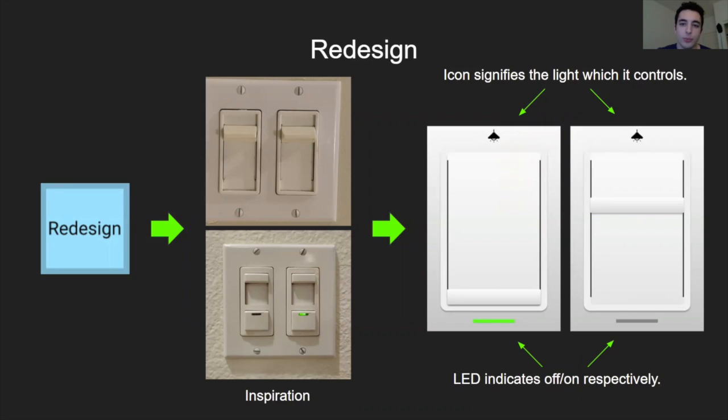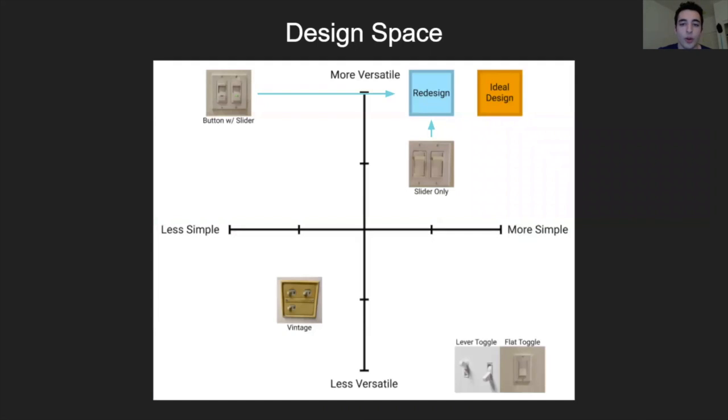These 2 added features improve the switch's versatility because in situations where a user is in a dark room, the LED will guide them to where the switch is, and the icons on top of the switch remove the user's obligation to memorize which switch controls which light, as they can simply refer to the icon and be more confident in which switch they are controlling. That being said, this is where we feel like our redesigned switch falls in the design space, because it has the simplicity of the slider-only switch, while also having the versatility of the switch that has both a button and a slider.